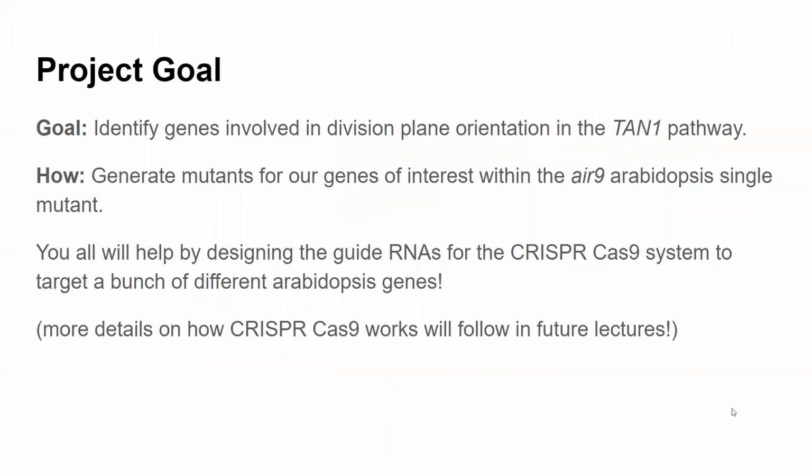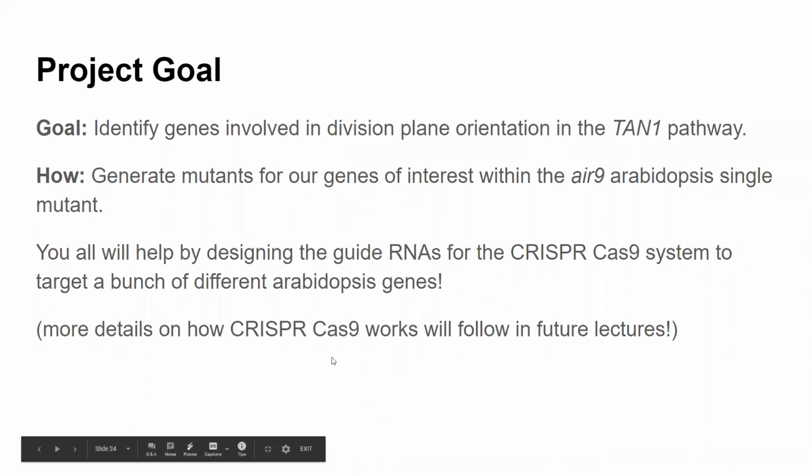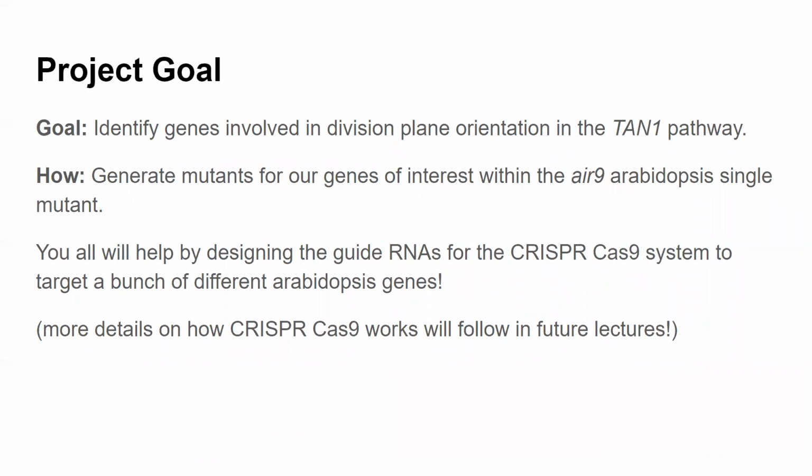So with that, I just want to reiterate the goal of the project. We want to identify genes involved in division plane orientation in the TAN1 pathway. The way we're going to do this is by generating mutants from our long list of genes. We're doing this within the AIR9 Arabidopsis single mutant. And what you guys will be doing is that you'll each get a gene, and you'll help design guide RNAs for the CRISPR-Cas9 system to target these genes and knock out their function. And don't worry if you don't know a whole lot about CRISPR-Cas9, we'll have another lecture on it in the future when we get there.